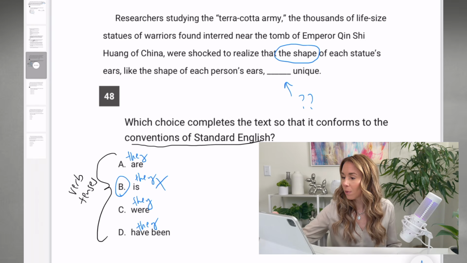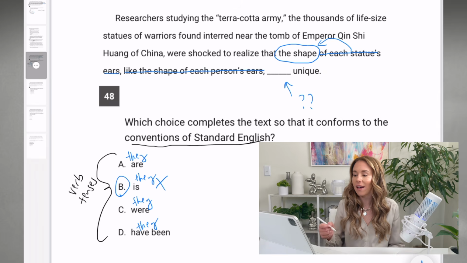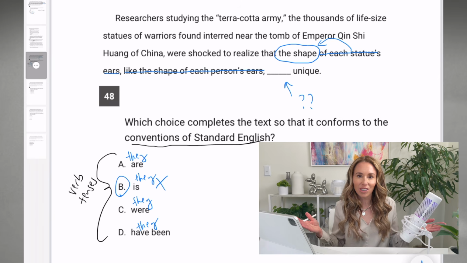We're talking about the shape that's unique. So the shape of each statue's ears is just extra information describing more about the shape. And then all of this in between the two commas is also extra information. We can get rid of that. Now we're going to have the subject right next to the verb. The shape is unique. Sure enough, it's a single subject just like I thought. So let the answer choices guide you and pick the one that's different on those.